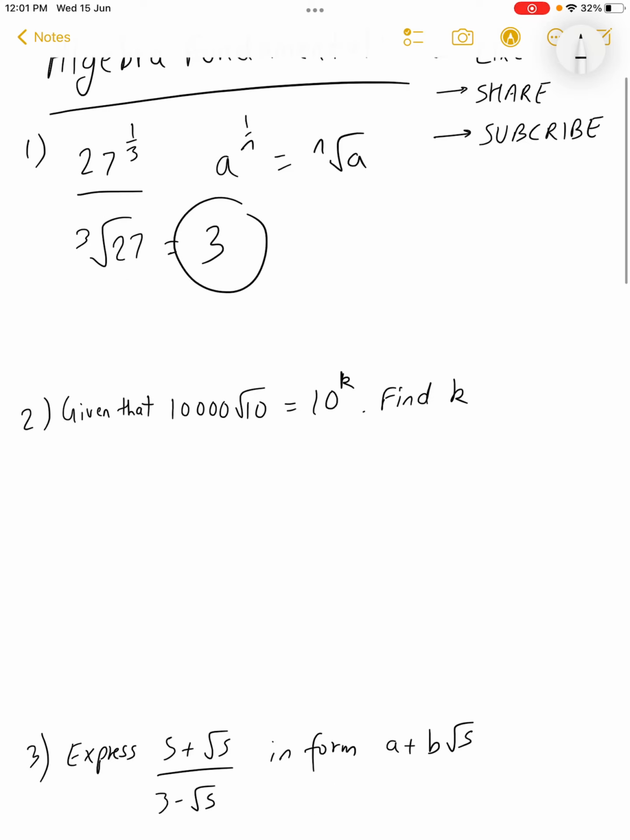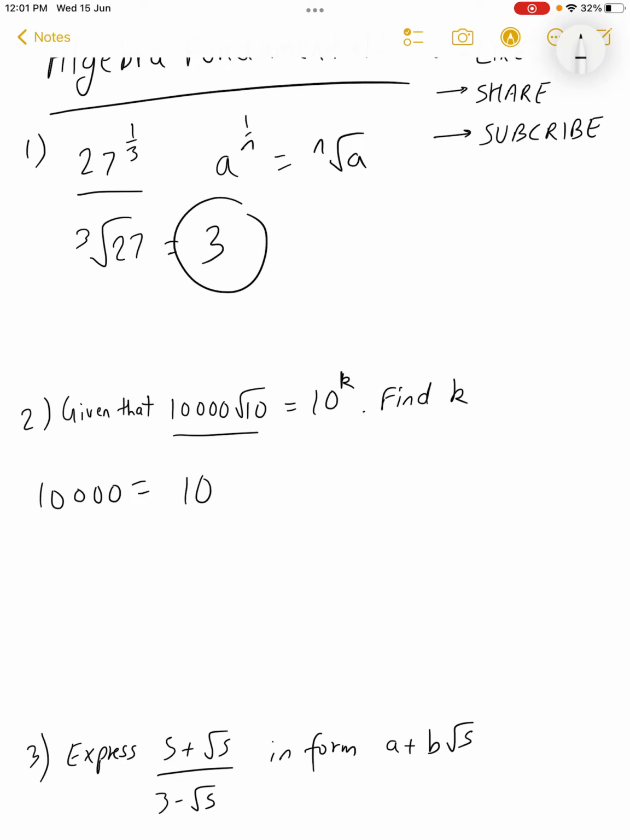Now, next question. Given that 10,000 square root 10 is equal to 10 raised to the power k, find the value of k. Now, this might seem a bit tricky, but you just have to analyze this carefully. You have to break these two numbers down to the power of 10. You can do that by doing 10,000.